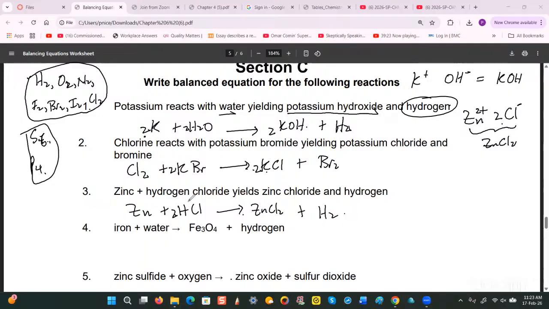Okay, the next one is iron plus water to give you Fe3O4 and hydrogen. So what's the formula for iron? Fe, and we all know the formula for water is H2O. And then on this side we have Fe3O4, and the formula for hydrogen is H2. So we need to balance this. So how would you go about balancing this equation?